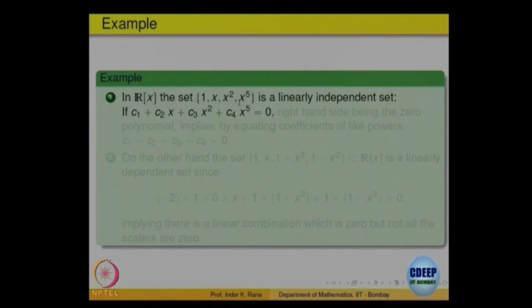If you are given a set which is linearly independent, every subset has to be linearly independent, obviously. And if a set is linearly dependent, then a bigger set will be linearly dependent, because there is a linear combination which is 0 here, so you can think of it as a linear combination in the bigger set also. So, anyway, let us check it again.